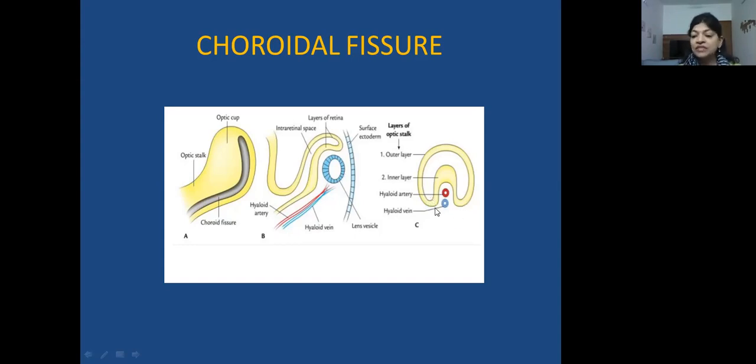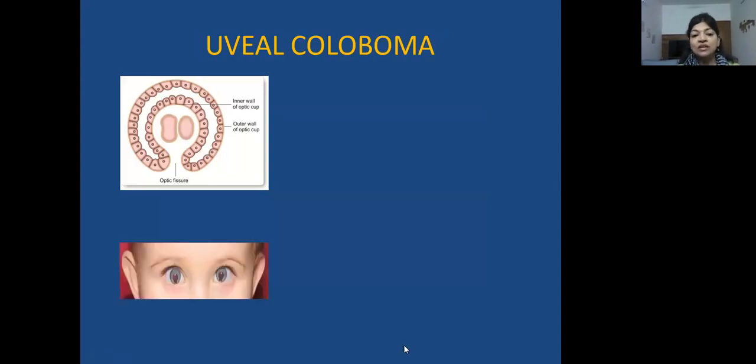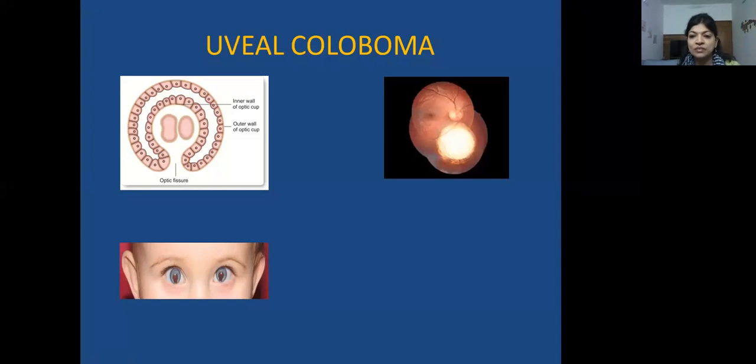But what happens if the choroidal fissure doesn't fuse is it results in something called a coloboma. Like you can see here, a coloboma involving the uveal tract, that is the iris. You can see in this baby, it typically has a teardrop or keyhole shaped iris. And these kids typically have underlying choroidal colobomas as well. This is how a choroidal coloboma would look.